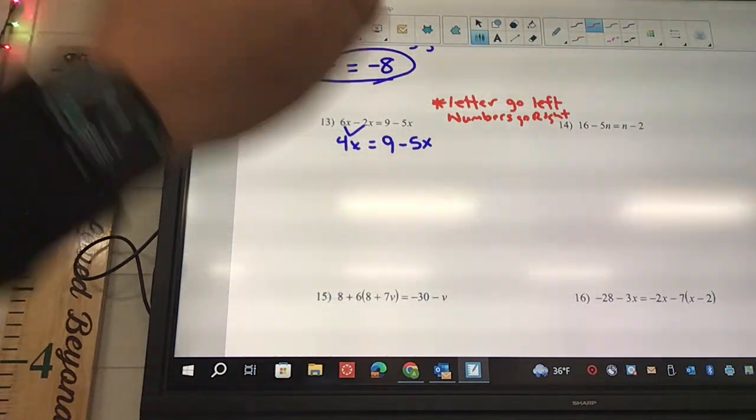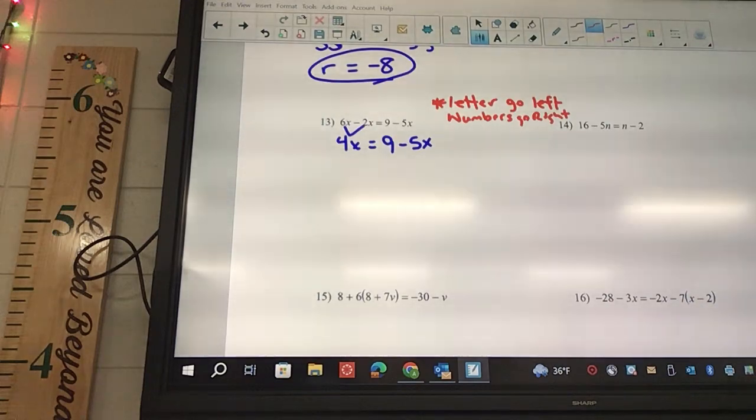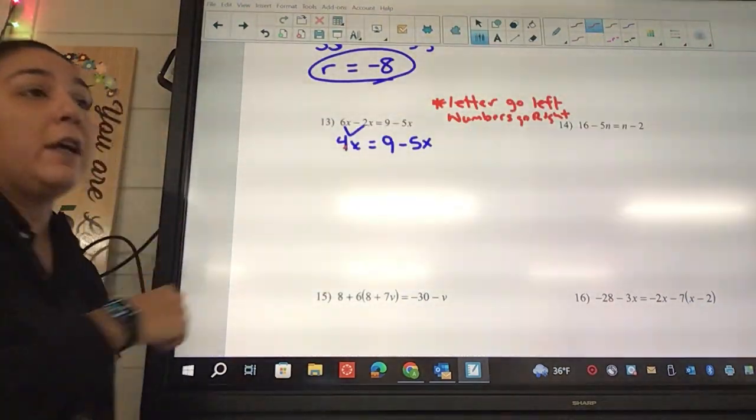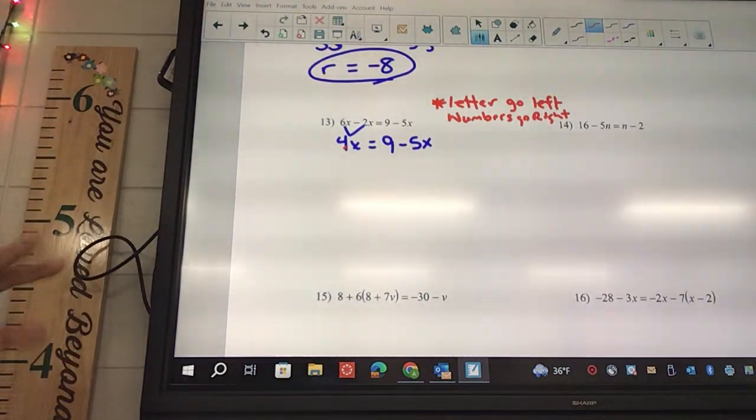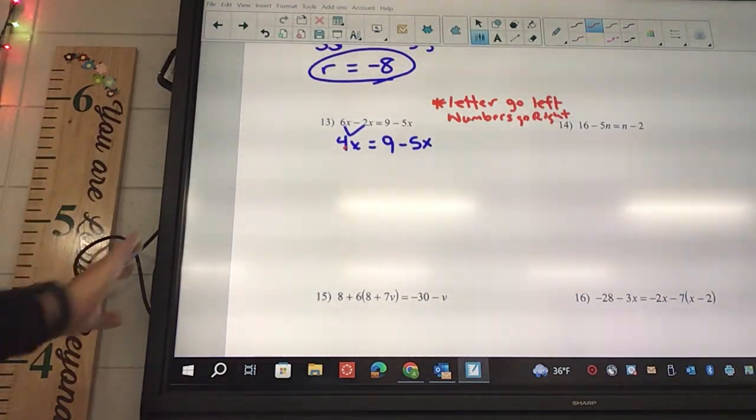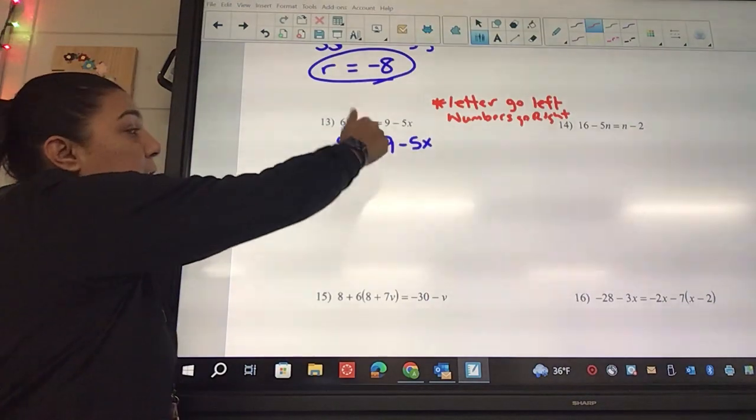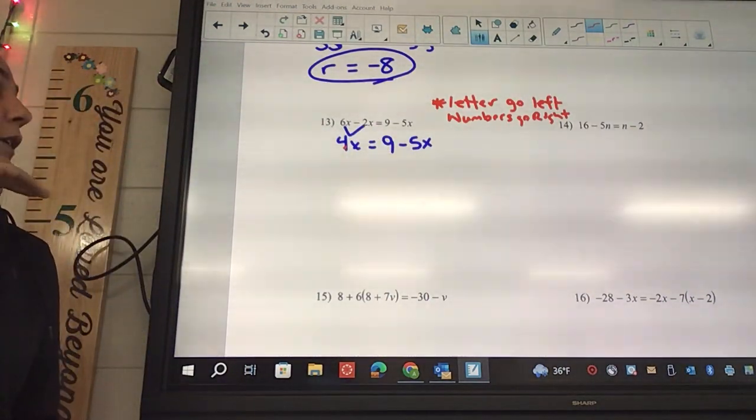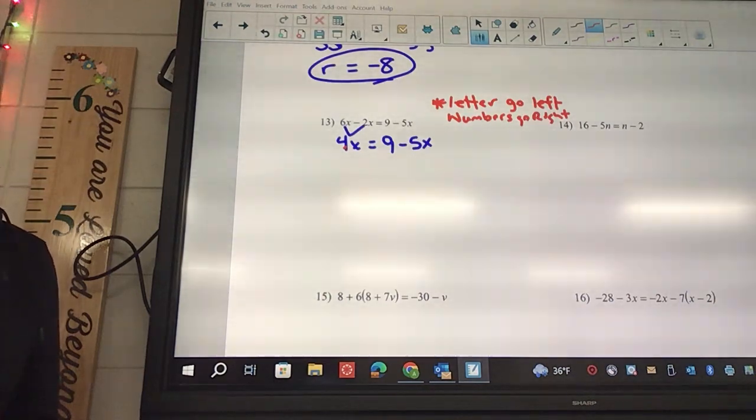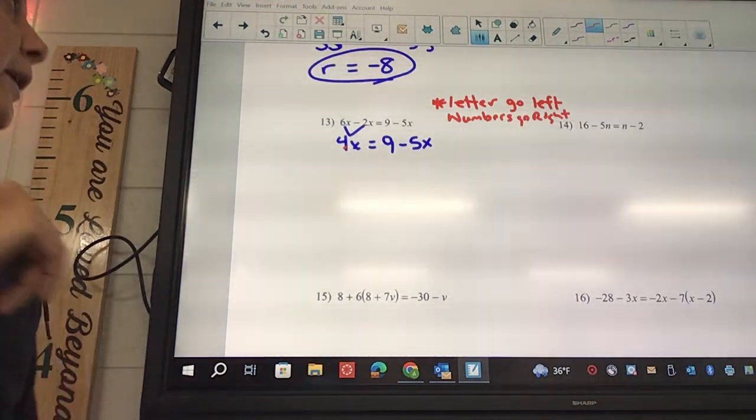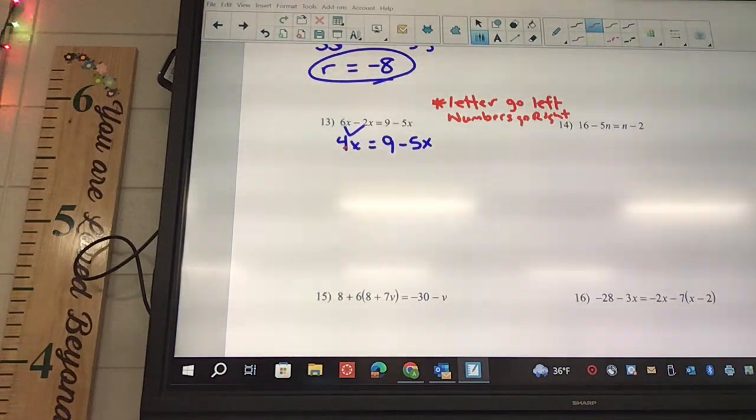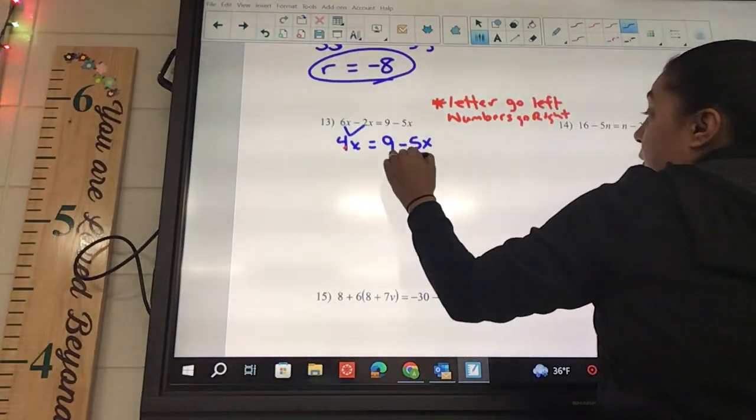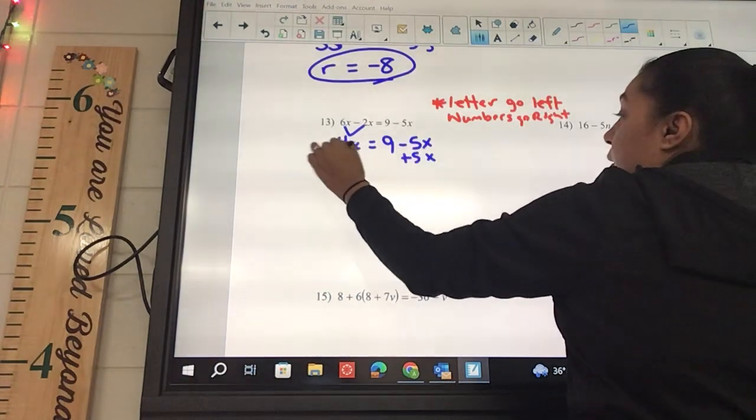All the letters need to be moved to the left, and any just plain numbers need to be moved to the right. Okay, so is the 4x on the left or right-hand side? He's already on the left, so we don't need to touch him, okay? Now we're moving to the right side of that equal sign. The 9, is he gonna stay or go? He's gonna stay. He's just a number, and he's already on the right. Okay, what about the -5x? He's gotta move, so we gotta do the opposite, so we're gonna add him over here. So we're gonna say plus 5x plus 5x.